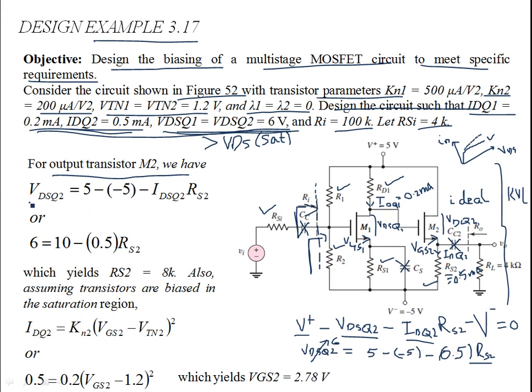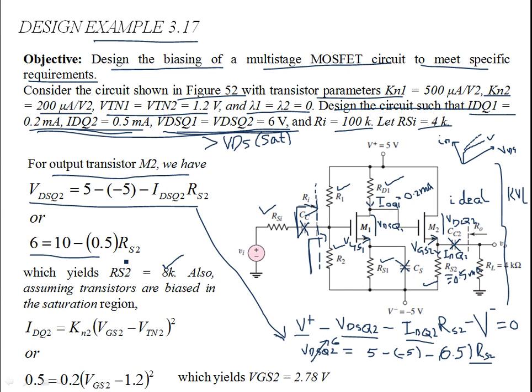You have this equation over here. It's the same equation, from the Kirchhoff voltage law for the output loop of M2, and this VDSQ2 is V positive minus V negative minus the drop at RS2. Solving this gives you RS2 as 8 kilo ohms.